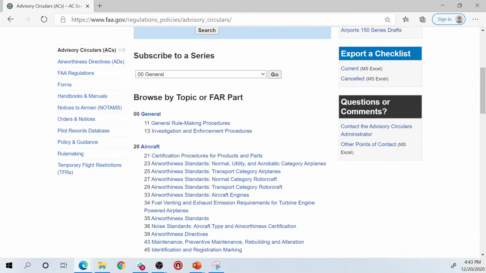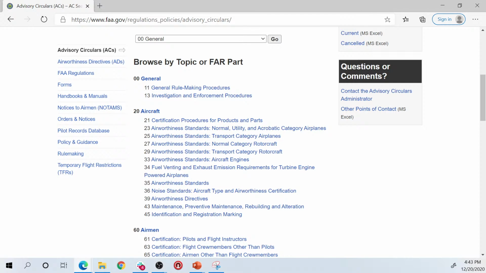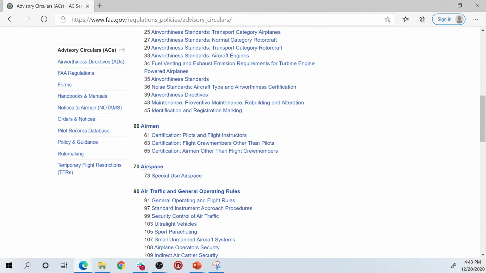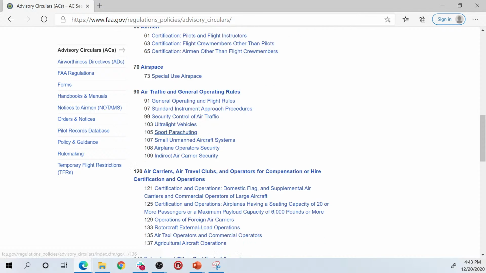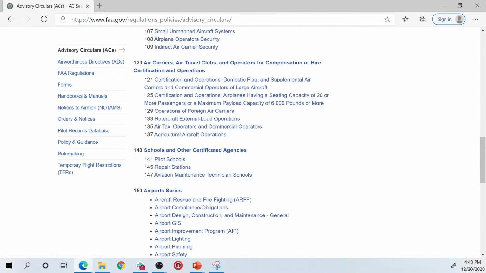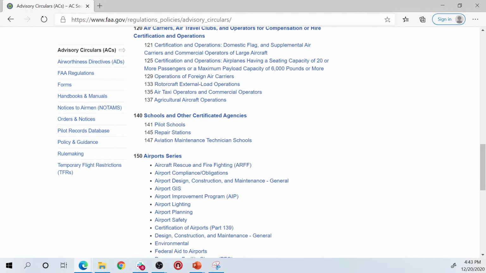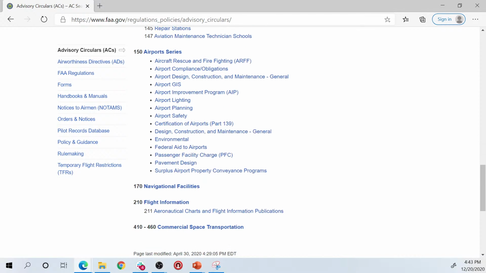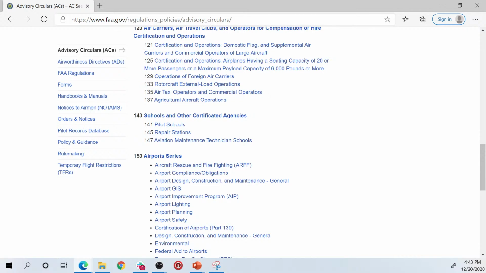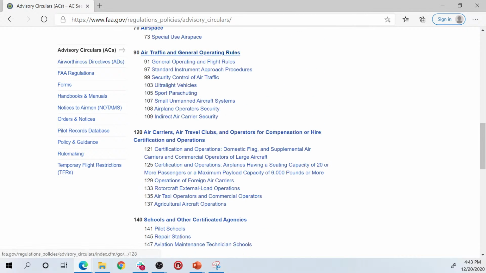I just want you to see that there are a ton of different ones, right? The ones that we're worrying about are going to be aircraft, which is part 20, airmen, which is 60, airspace, which is 70, and then 90. And you can see it goes above and beyond those sections for air carriers, different schools. Airports have their own circulars, navigation facilities, commercial space transportation has basically the tail end of it as well. And then they have different subparts as well. So you can see within part 90, they've got 91, 97, 99.